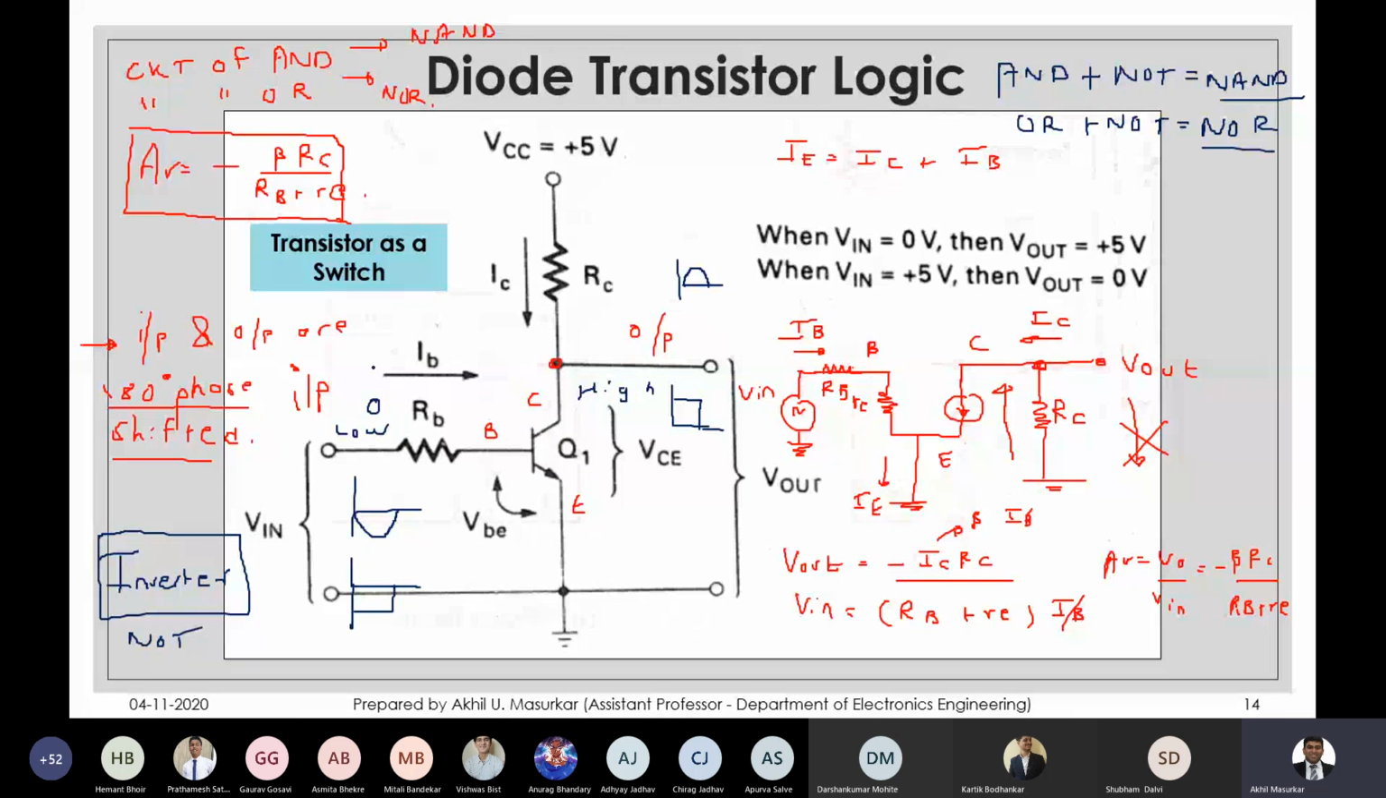Hello, sir. Yes, Asmita. Sir, can you please explain the inverter part again?